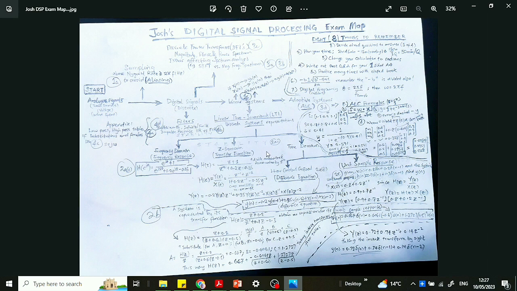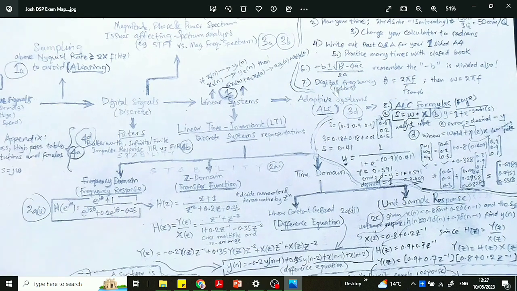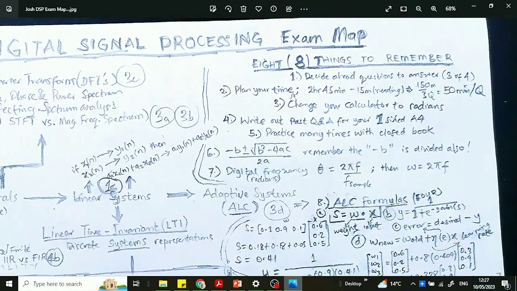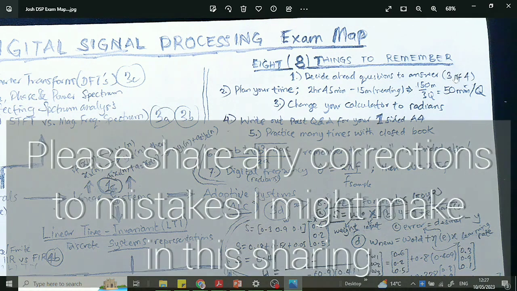Now, the things to remember. First off, let's start at the top here. So 8 things to remember. Number one, you need to decide ahead the questions you want to answer. It's going to be 3 out of 4 questions. That's what he said, I believe. So you should decide the question you want to answer ahead.